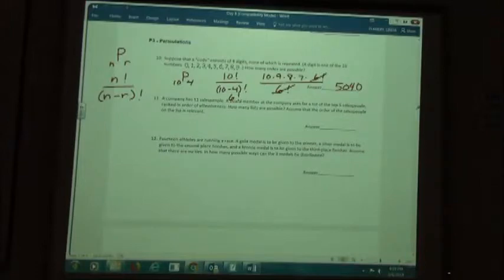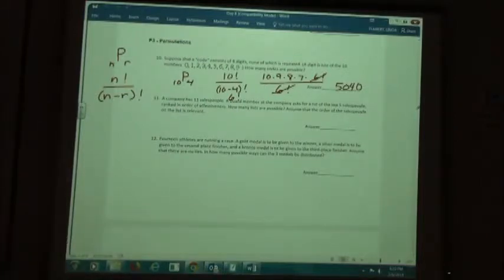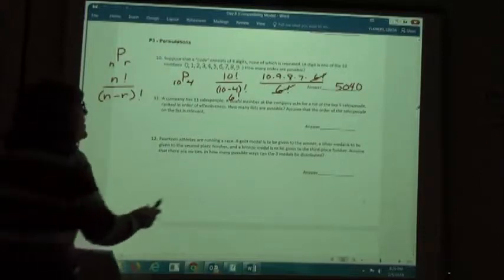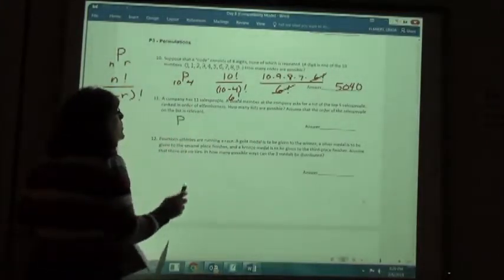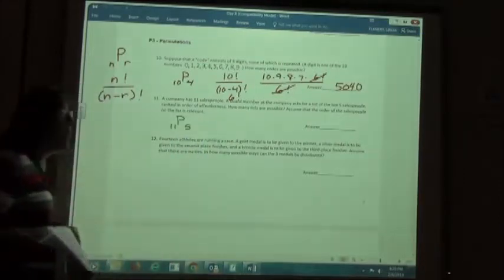Number 11, a company has 11 salespeople. A board member at the company asks for a list of the top 5 salespeople ranked in order of effectiveness. How many lists are possible? Assume that the order of the salespeople on the list is relevant. It makes a difference who's first, second, or third. So, again, we're doing a permutation. We have 11 salespeople. We're going to do the top 5.